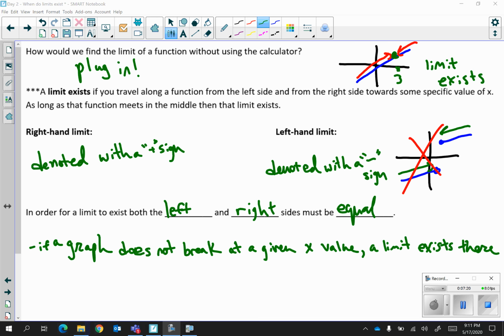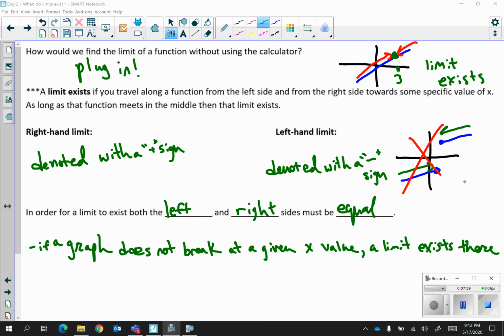Now, if a graph does not break at a given x value, a limit exists there. What that means is if you have a continuous function and you're looking at a point that is continuous, you're going to have a limit there. That would be example 1 up top. You had a linear function, the graph doesn't break at x equals 3, so the limit worked. Whereas in the second example, at the value we were looking at, there was a break in the function. There was a jump discontinuity, so the limit did not exist at that particular x value.